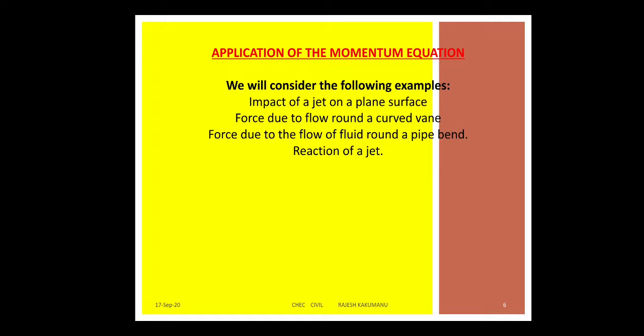Next, what is the fourth example? The reaction of a jet, right? What is the meaning of jet here? A jet is nothing but whenever the water is flowing with a high velocity through a pipe having a nozzle, and with some force the water is pushed out through the nozzle, then that is a jet.